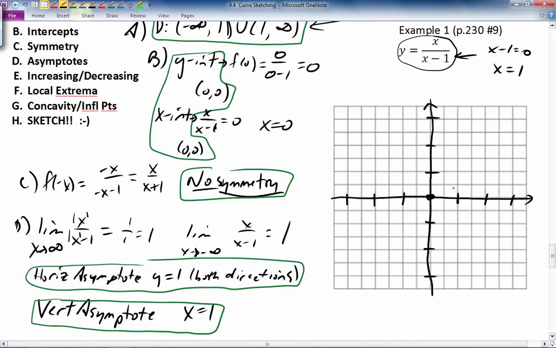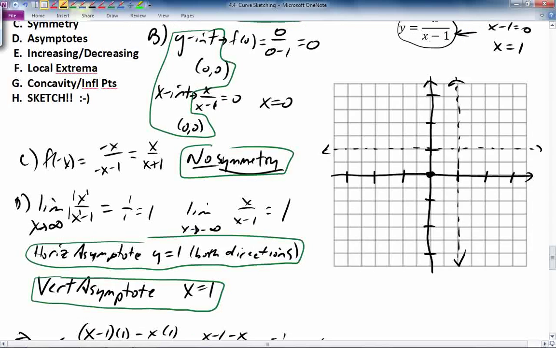We know that there is a horizontal asymptote at y equals 1. Okay, and that's the horizontal asymptote to the right and the left, so it serves 2 purposes. There's a vertical asymptote at x equals 1. And that's all we have there.